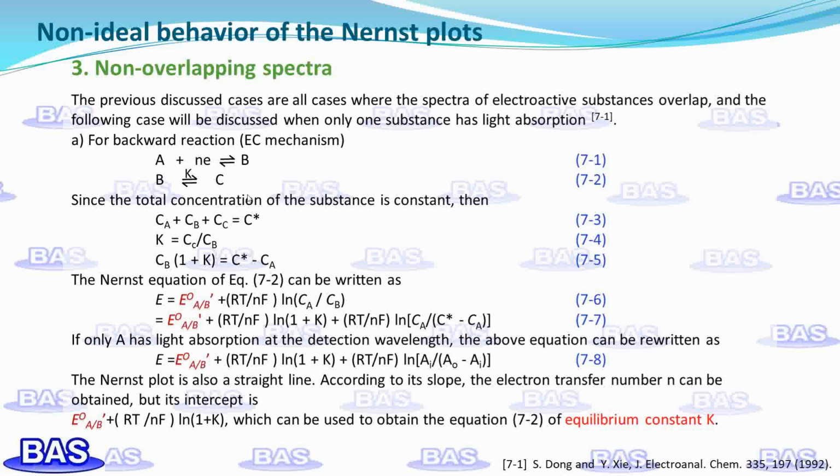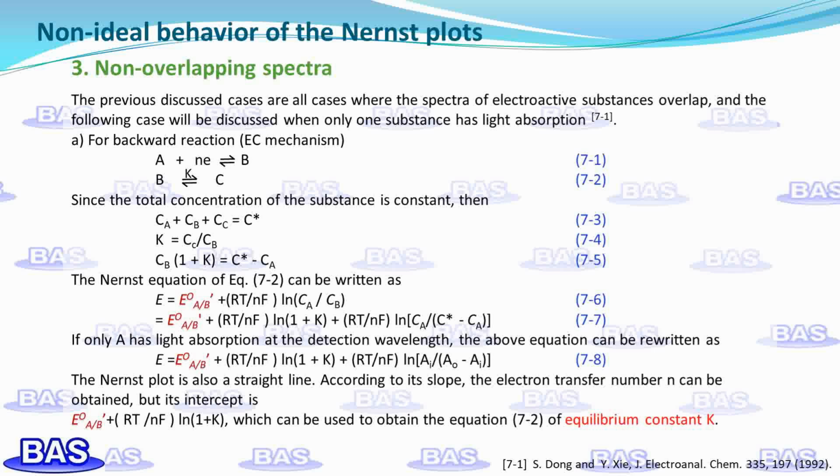Since the total concentration of substances is constant, the sum of the concentrations of substances A, B, and C during the reaction is equal to the total concentration C*. The equilibrium constant of the chemical reaction equation 7.2 is. Substitute equation 7.4 into equation 7.3 to obtain equation 7.5. The Nernst equation 7.6 of the electrochemical reaction equation 7.1 can be written as equation 7.7.